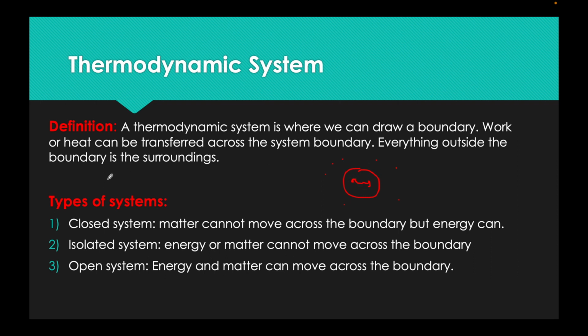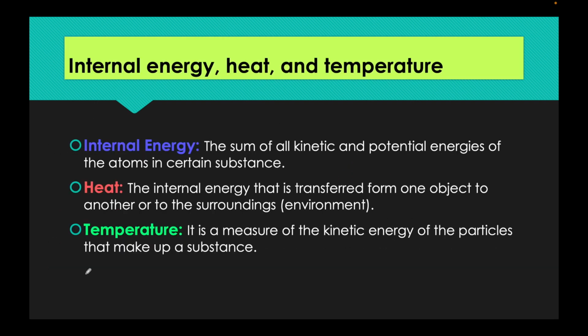So we have three types of systems. We will have a closed system where matter, particles, cannot move across the boundary, but energy can. You can have an isolated system where everything is blocked off, and that means that energy or matter cannot move across the boundary. We have an open system where energy and matter can leave the system. So these are three main types that we need to know about.